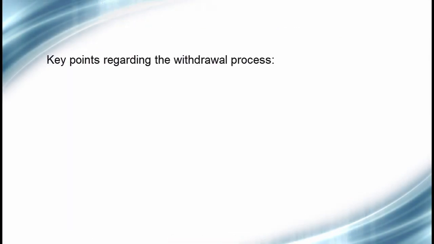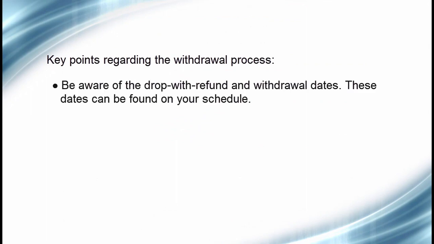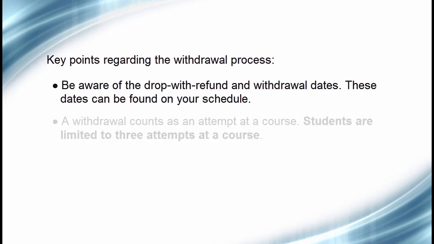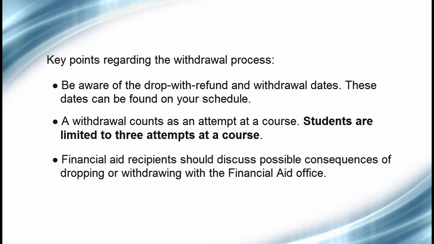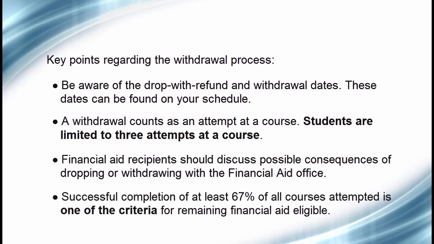So, to recap the main points of this tutorial, be aware of where to locate the drop with refund and withdrawal dates for any session in which you are enrolled in courses for a given term. These dates can be found on your schedule. A withdrawal counts as an attempt at a course. Students are limited to 3 attempts at a course. If you receive financial aid, discuss any possible consequences of dropping or withdrawing from a course with the financial aid office. Successful completion of at least 67% of all courses attempted is one of the criteria for remaining eligible to receive financial aid.